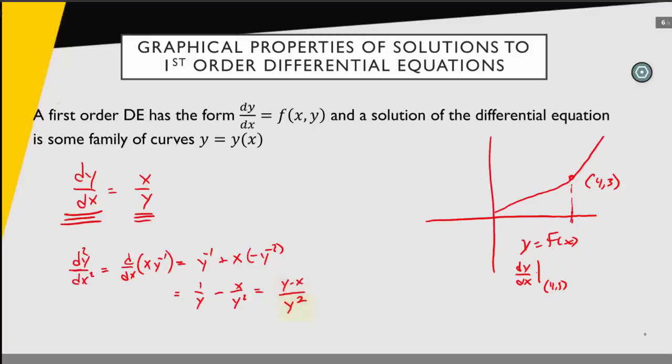So for instance, because the denominator is always positive because it's being squared, I could look at the numerator to determine whether it's positive or negative. It looks like in this case, if y is greater than x, then my concavity should be concave up because my second derivative would be positive. And so these are all ways I can explore what my solution curve should look like, even though I don't know what a specific curve is.